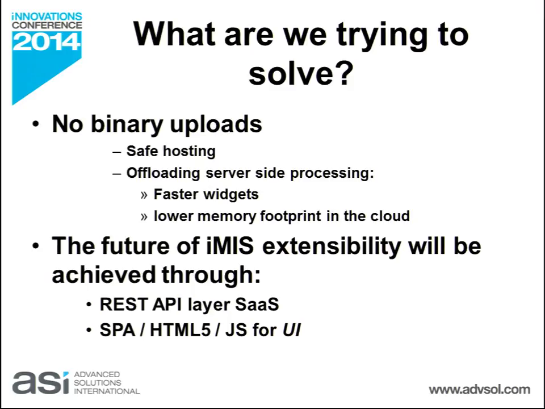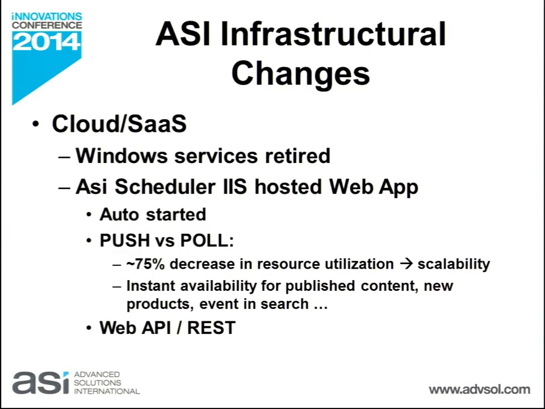So we're not going to take away IMIS extensibility options, but we do need to create new avenues to achieve the same thing. Our option for that right now is a new REST API layer in our software as a service, and that can allow for new options with single-page applications built with HTML5 and JavaScript.